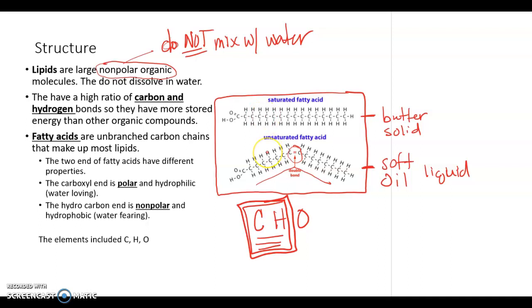These are fatty acids, and fatty acids, so a fatty acid is actually the monomer, the building block of a lipid. These are long branches of carbon attached to hydrogen, so we call them carbon, hydrogen, or hydrocarbon chains.